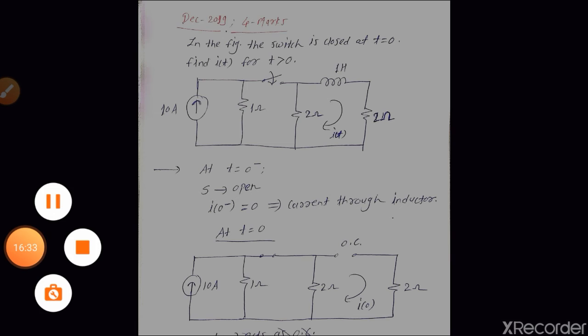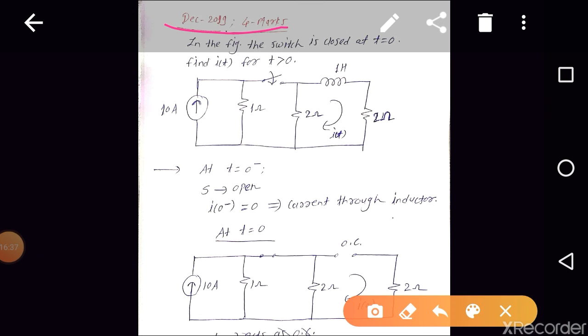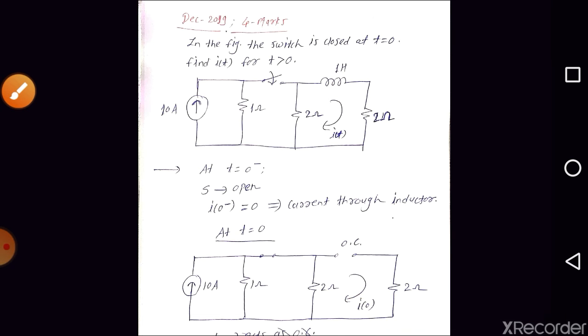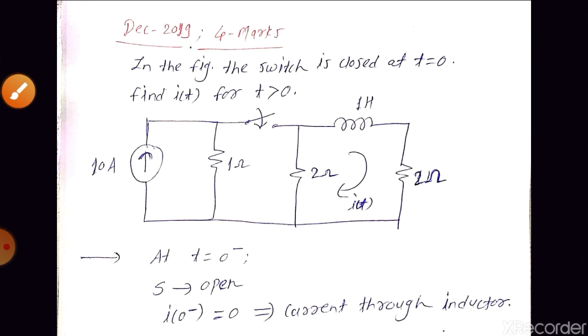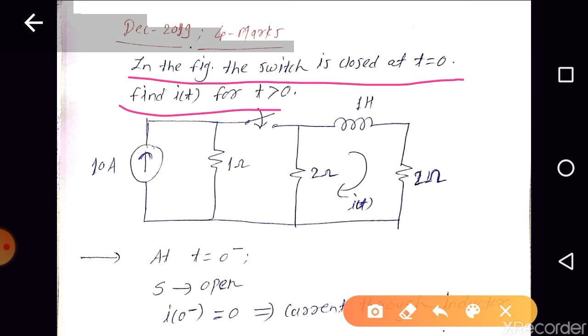Next example, let us discuss, asked in the exam December 2019 for 4 marks, okay. The switch is closed at t is equal to 0, right. In the figure, the switch is closed at t is equal to 0. Find I of t, very important. Now here they have not asked the I of t at 0 plus, but they have asked the expression of I of t for t greater than 0, right.